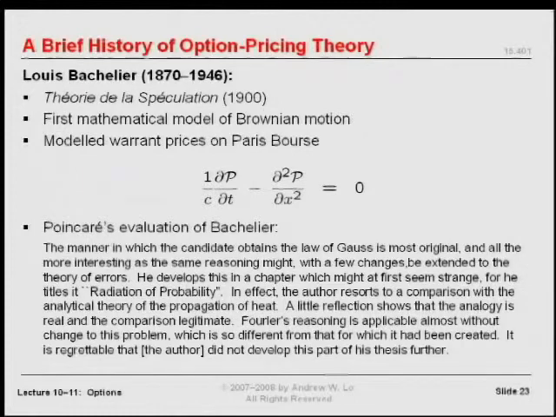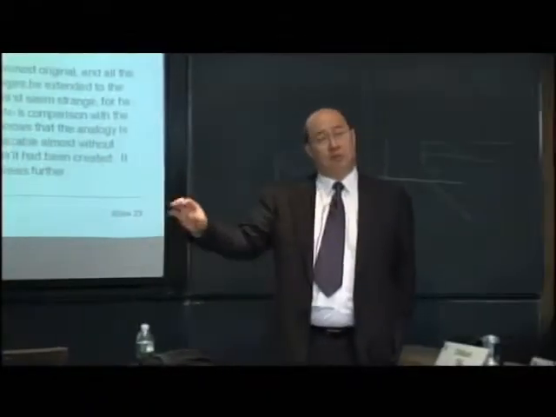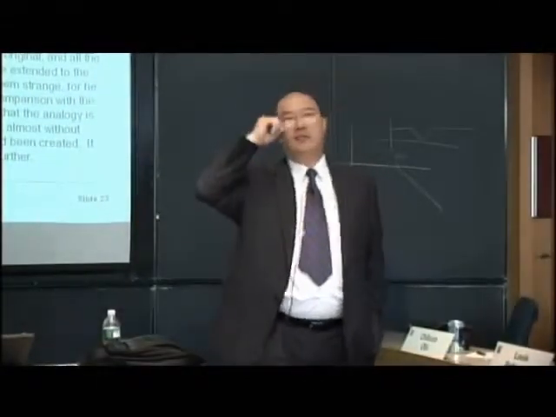Now remember, this was a thesis on pricing warrants on the Paris Bourse. Fourier's reasoning is applicable almost without change to this problem, which is so different from that for which it had been created. And of course, his advisor at the end always has to complain a little bit about his student, as we all do. So he said, it is regrettable that the author did not develop this part of his thesis further. What Poincaré was mentioning with regard to Fourier was the theory of heat conduction.